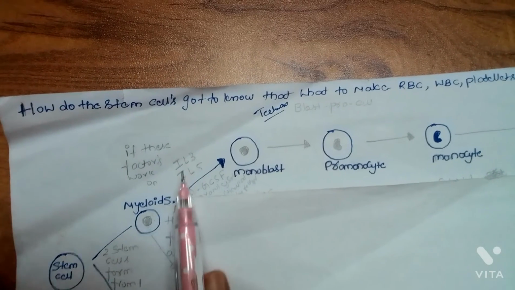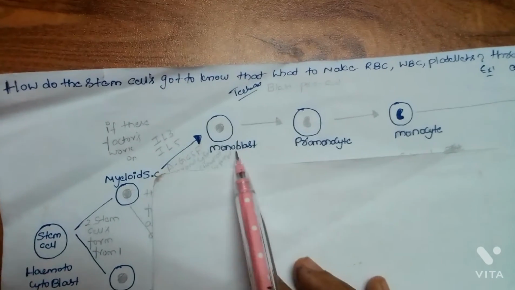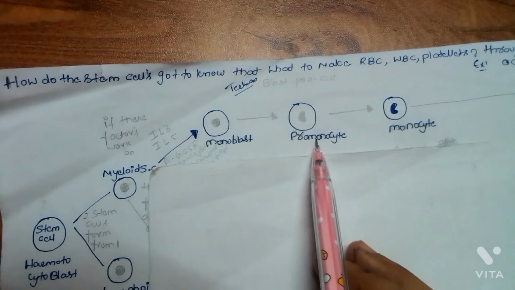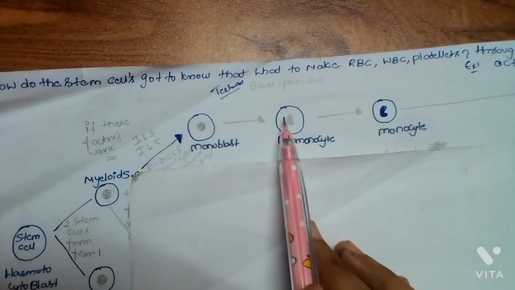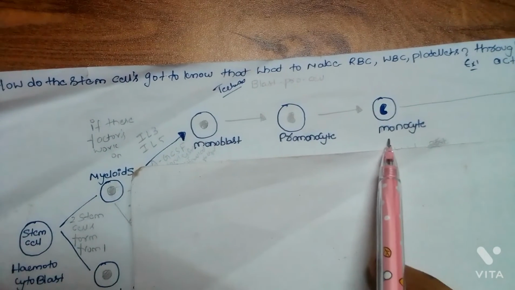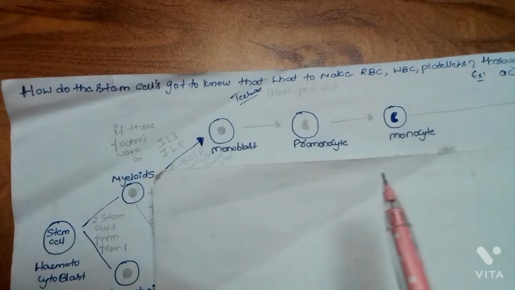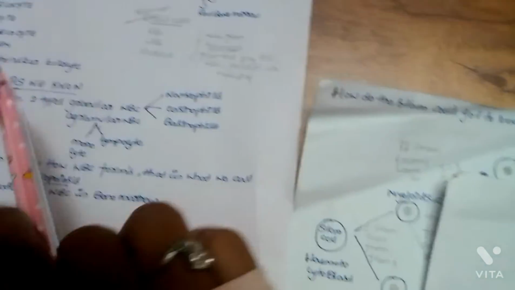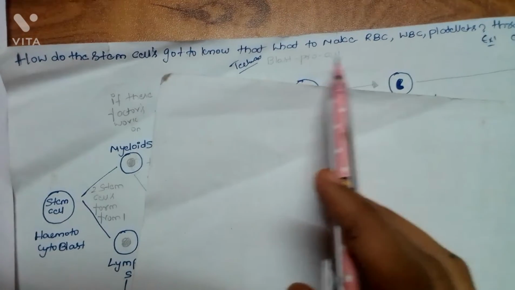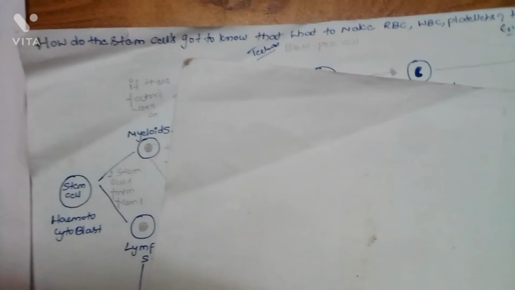These interleukin 3 and interleukin 5 act on the myeloid stem cell, which further forms the monoblast, and from the monoblast it forms the promonocyte. From the promonocyte to monocyte, you can see the nucleus is differing. The technique to memorize the stages of the leukocyte is: first the blast, then the pro, and then the cyte. First the blast will happen, then the pro, and then the cell.